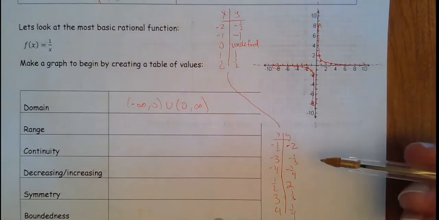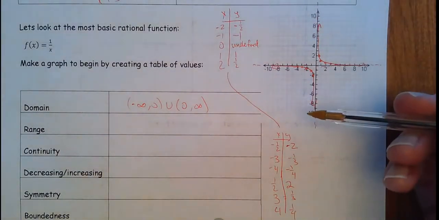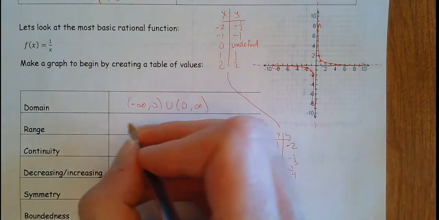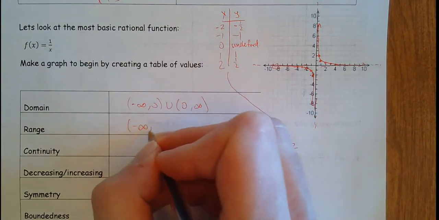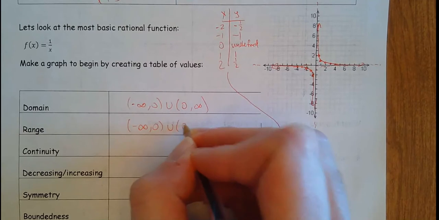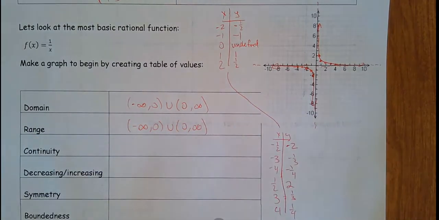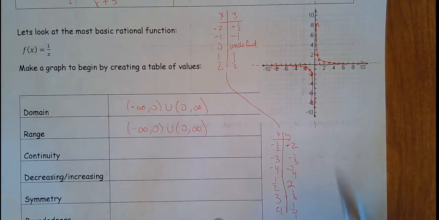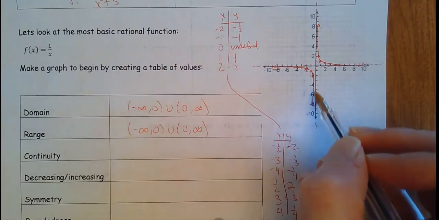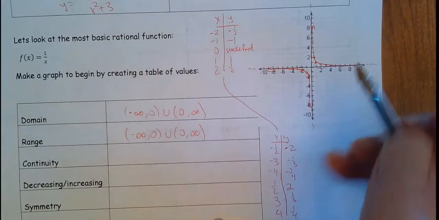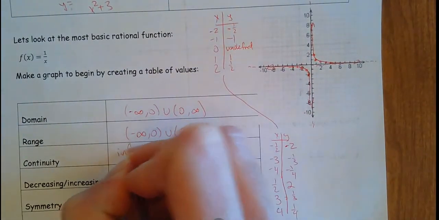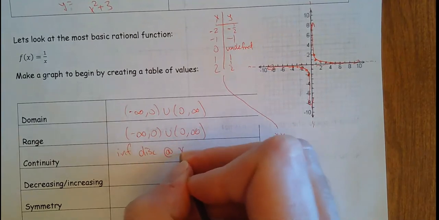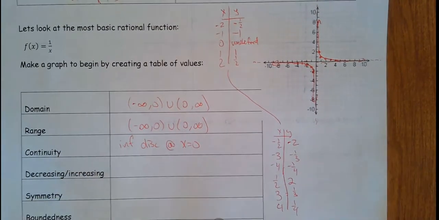Now the range, think up and down: I can get any number for an answer except 0. I can't divide by a number and get 0. So this is basically the same answer. Okay, and now the continuity. The graph is pretty continuous, except right there at 0, it has an infinite discontinuity at x equals 0.